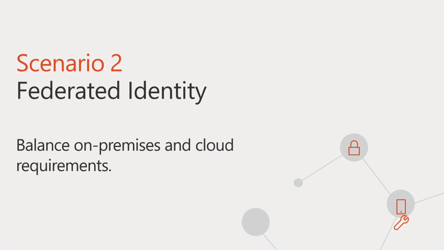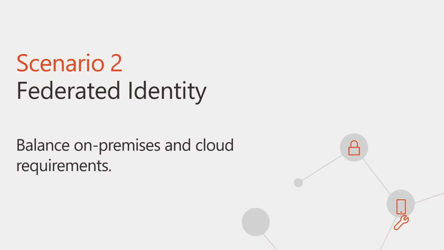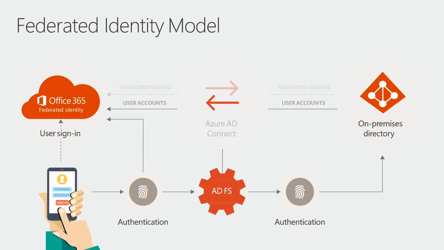Scenario 2. Federated identity. Now, federated identity is a more advanced method of identity management, but it also allows you to have a lot more control and advanced capabilities. Let's go back to our questions. Where are our users stored? Well, in this case, on the right-hand side, our users are still stored in that on-premises Active Directory. Where do our users log in? The second question. Well, users this time aren't signing into Office 365, they're actually authenticating against our on-premises directory.